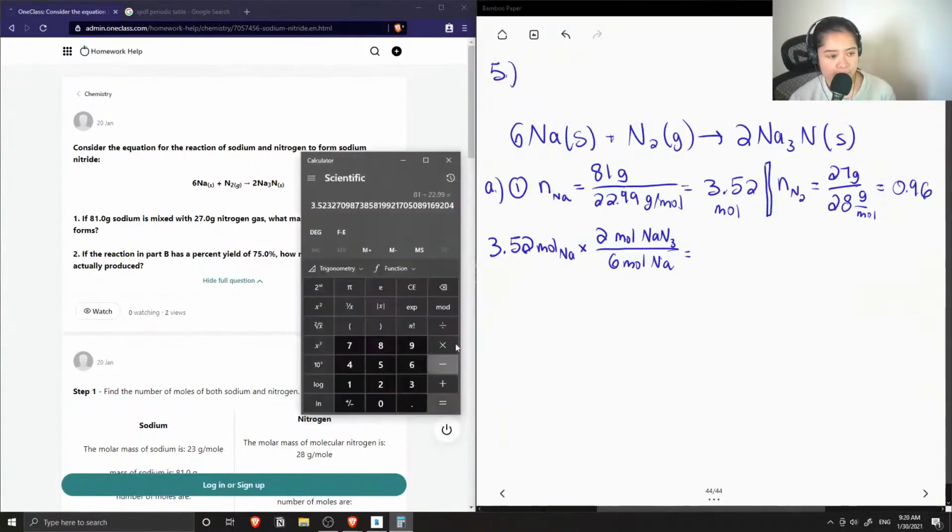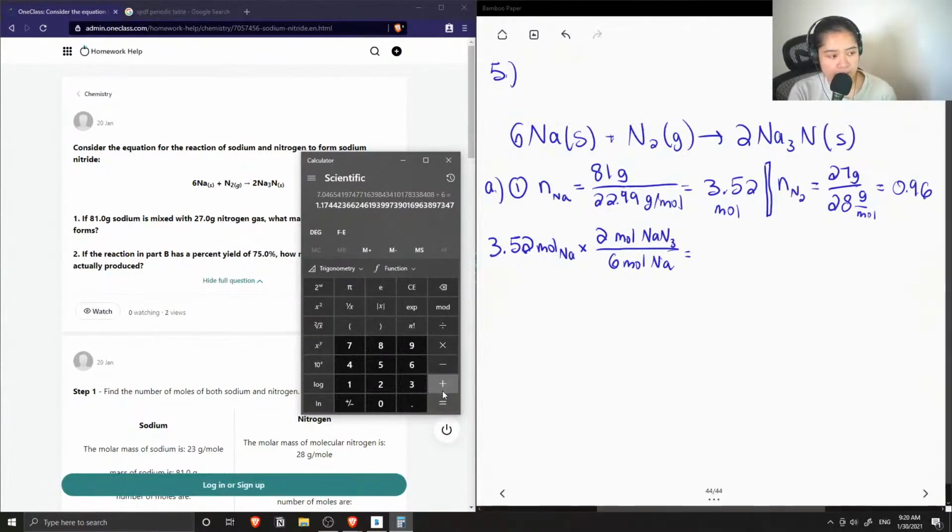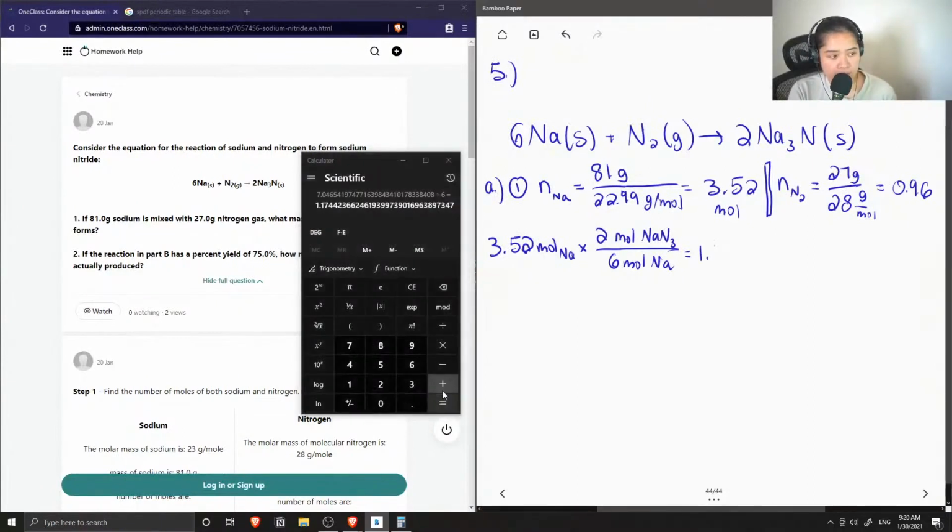And we can calculate this number of moles. So this is times 2 divided by 6. You get around 1.17 moles of sodium nitride formed.